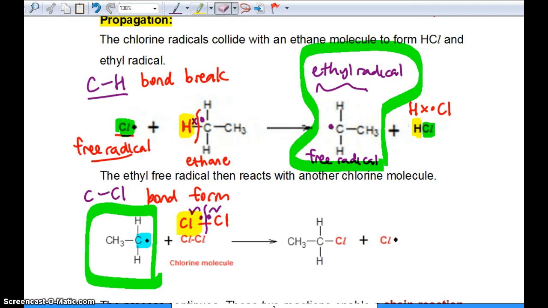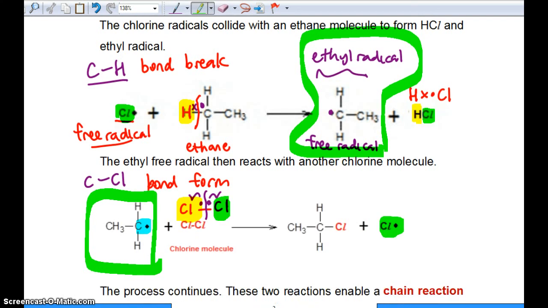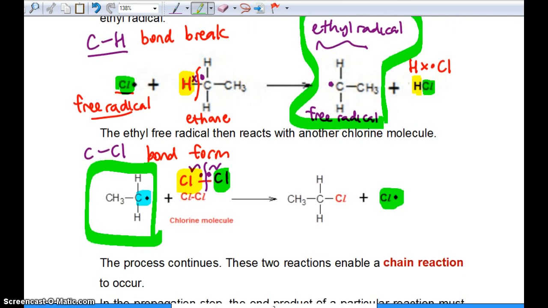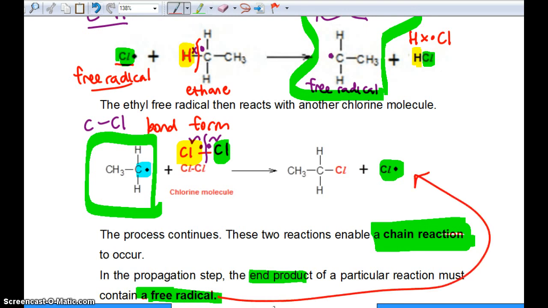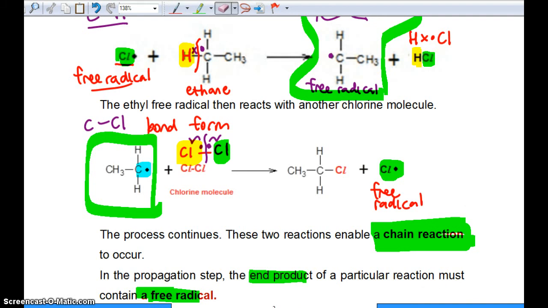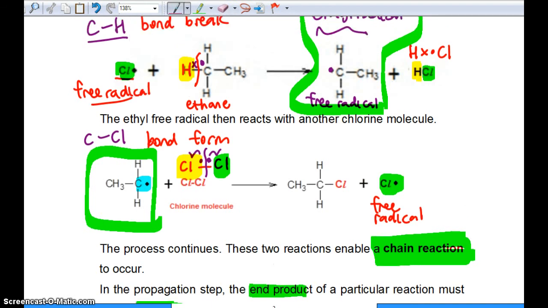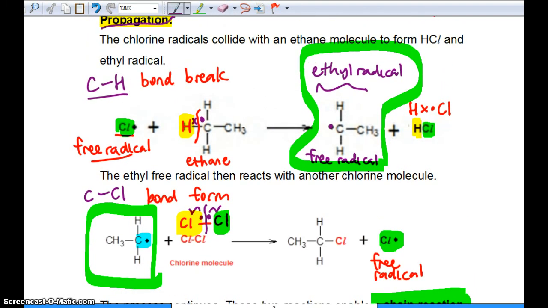And then of course the other chlorine, which I'll represent using green, when the Cl-Cl bond breaks, will become a chlorine radical. What we mean by a chain reaction is that the end product of propagation must contain a free radical, which is this one. Why is it important that you generate a free radical in the propagation? It's simply because you must continue the reaction. So the reaction doesn't just stop here. Propagation means it goes on and on and on.